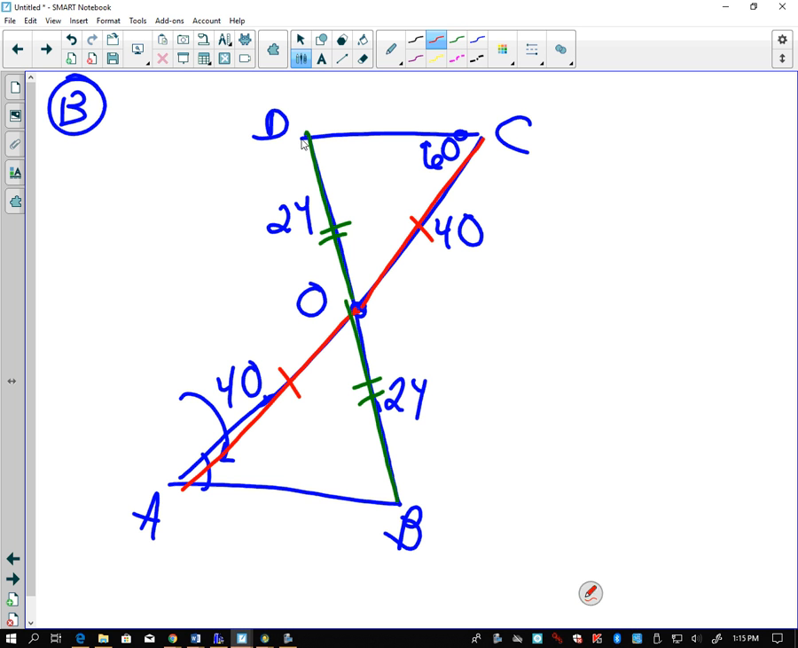Then I ought to notice that angle DOC and angle BOA are vertical angles. What do we know about vertical angles? Vertical angles are congruent, so you got to know that. So now I can say that triangle AOB is congruent to triangle COD through the side-angle-side congruency theorem. Does that make sense? Now I know that angle A is congruent to angle C because corresponding parts of congruent triangles are congruent.